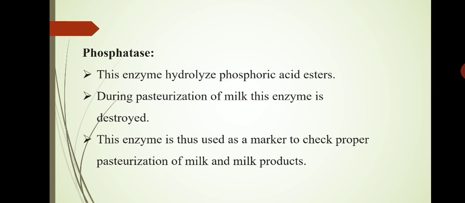The next enzyme is phosphatase. This enzyme basically hydrolyzes phosphoric acid esters. During pasteurization of milk, this enzyme gets destroyed, and this enzyme is thus used as a marker to check proper pasteurization of milk and milk products. So this is very important. If you want to perform the pasteurization process, then this phosphatase test is an indicator method of whether milk is pasteurized or not. This enzyme phosphatase gets destroyed after heating at pasteurization temperature, and basically phosphatases break down phosphoric acid esters.